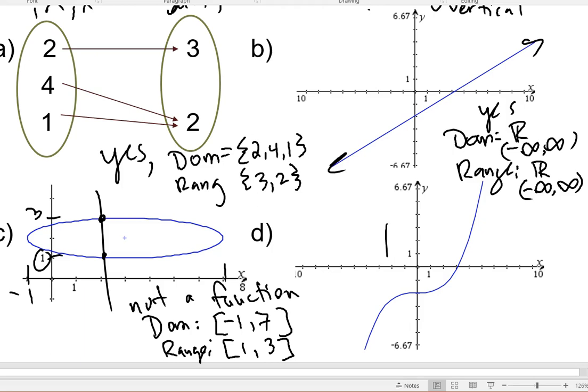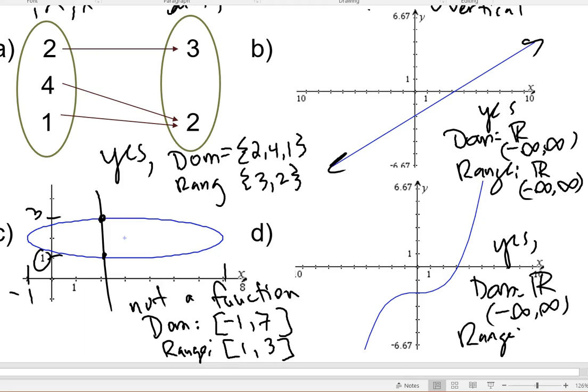And last, here we have a third degree in x cubed. Is it a function? Any vertical line crossing more than once? As long as it doesn't, then yes, it is a function. What is the domain? It goes left forever and right forever, all real numbers, negative infinity to infinity. What is the range? It goes up forever, down forever. So all real numbers or negative infinity to infinity.